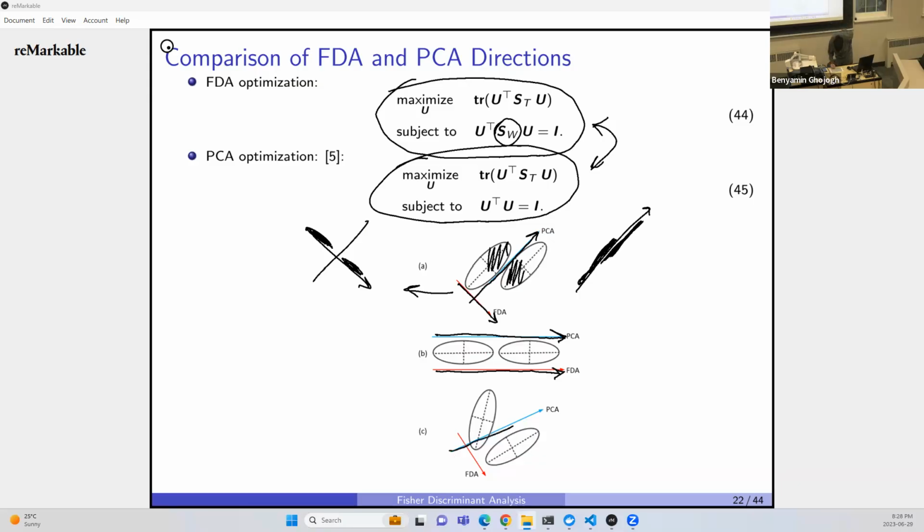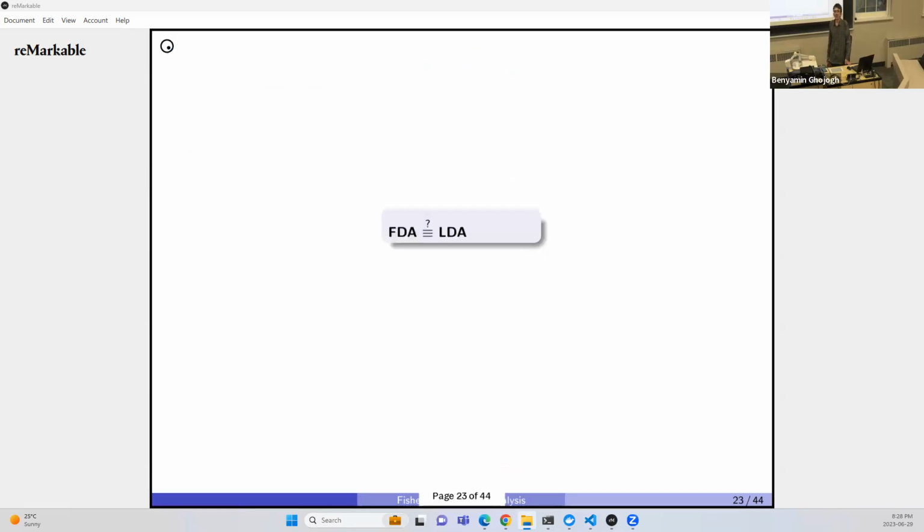Here, PCA and FDA are like this. So here they are orthogonal to each other. Here they are equivalent. Here there is some angle between them. So there are several cases that might happen. Is FDA equivalent to LDA?